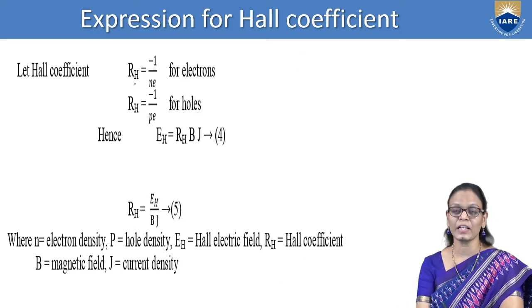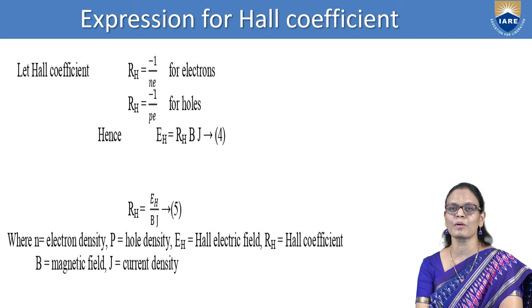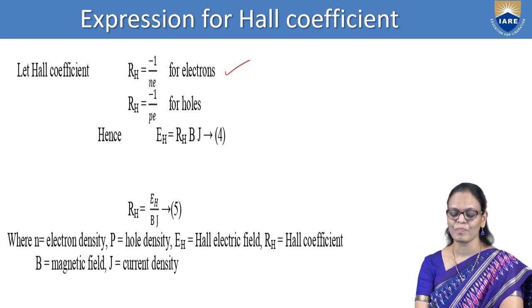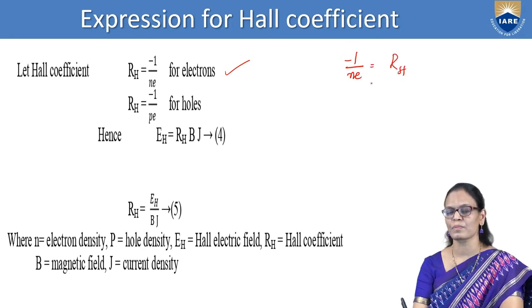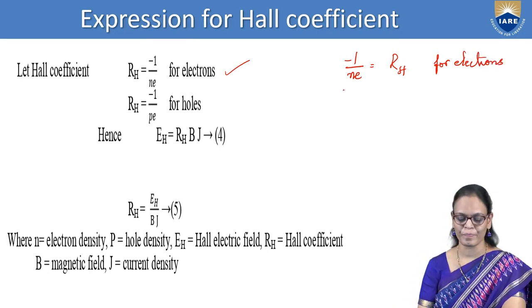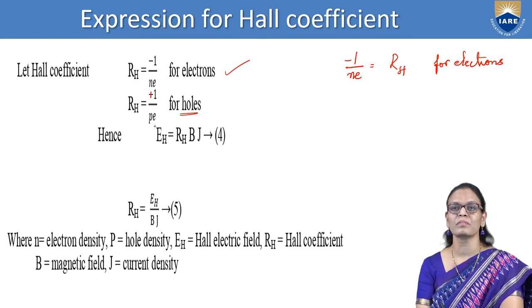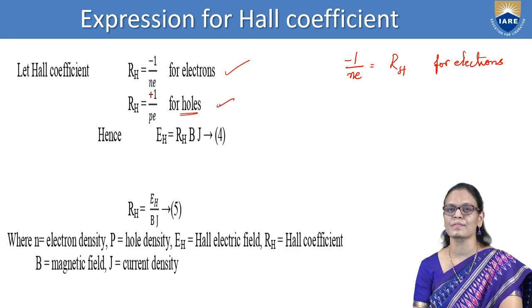Now what are we defining? RH is equal to minus 1 upon Ne for electrons. This minus 1 upon Ne, which we have put separately, we are calling RH. So RH is minus 1 upon Ne for electrons. If it is electrons, it is minus 1 upon Ne. And for holes, it will be plus 1 upon Pe. RH is equal to 1 upon Pe for holes.